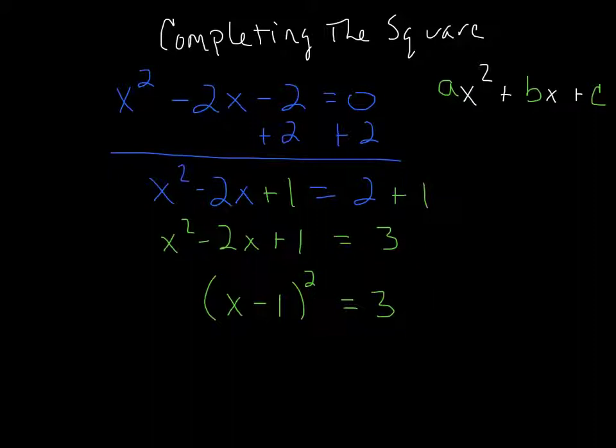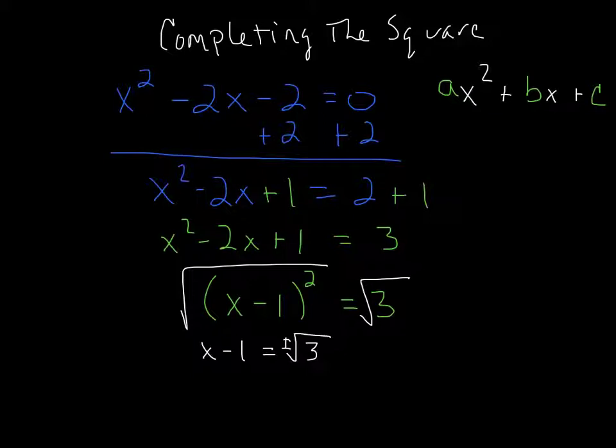I take the square root of both sides, and I'm left with x - 1 = plus or minus the square root of 3. Sorry, that was really bad writing, I got a little ahead of myself there. x - 1 is equal to plus or minus the square root of 3. Because we can't simplify the square root of 3, you just leave it in there.